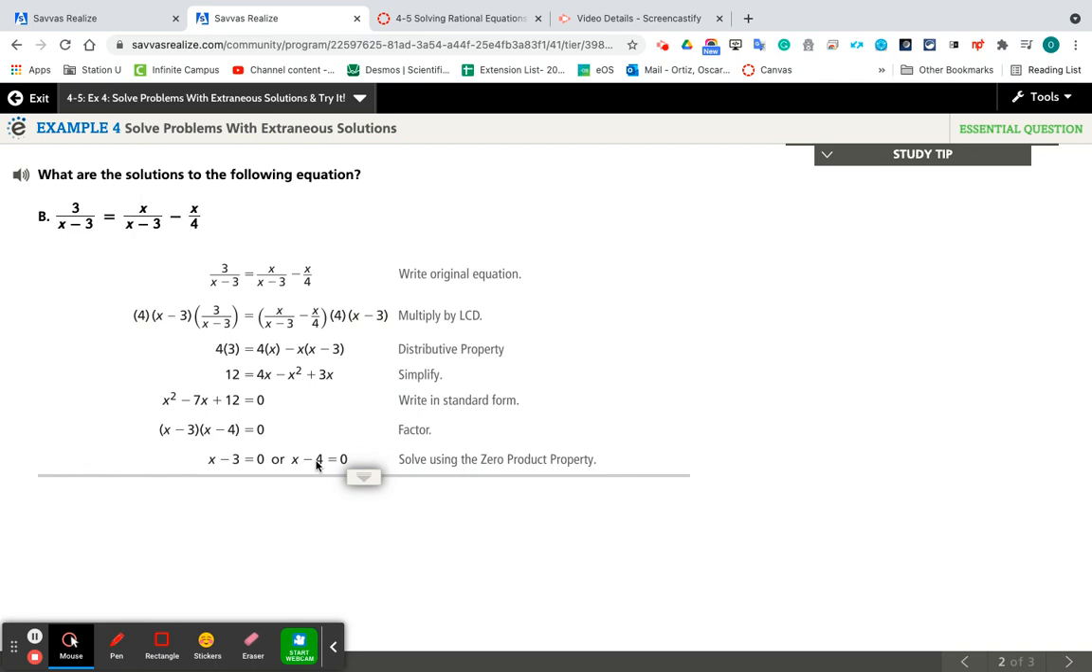Now, which one of those will make this denominator 0? x equals 3 will make this denominator 0. So that will be an extraneous solution. So the only actual solution to the equation is x equals 4.